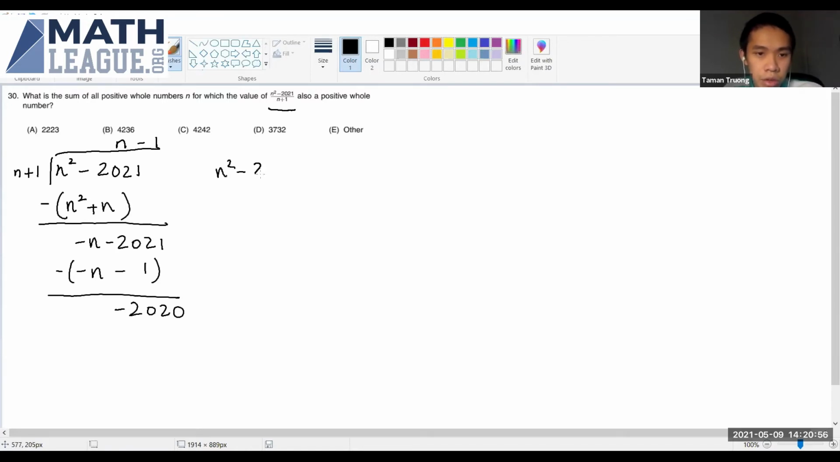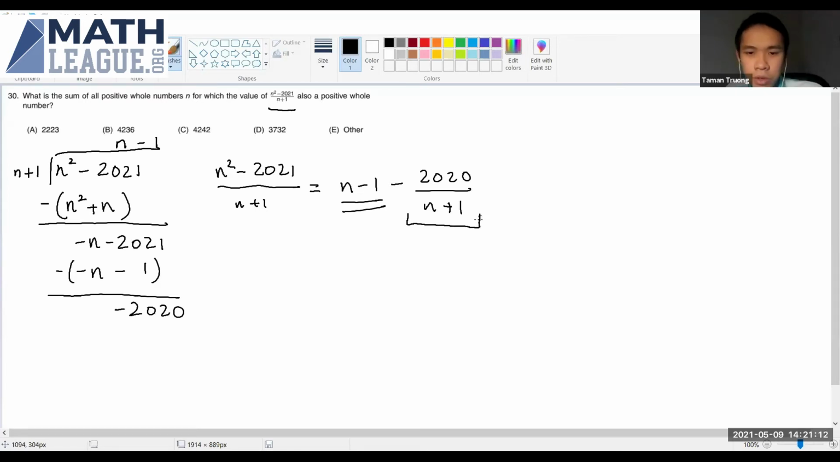So that means (n squared minus 2021) over (n plus 1) can be written as an integer part, n minus 1, and a fractional part, minus 2020 over n plus 1. We know that n minus 1 has to be an integer because n is a positive whole number, but this means that we need 2020 over n plus 1 to be an integer. But since 2020 is in the numerator, in order for this rational function to be an integer, we need n plus 1 to be a factor of 2020.